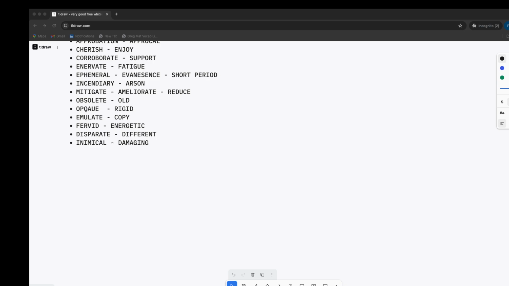Invigorate is to rejuvenate, or basically to energize, give some energy. And disparate is different. So heterogeneous is, what do you say, disparate, right?